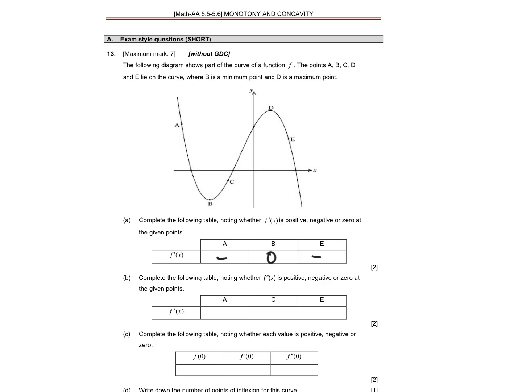And then we need whether the second derivative is positive, negative, or zero at A. So it's concave up there. Same at C, it's positive. And at E, it's concave down.